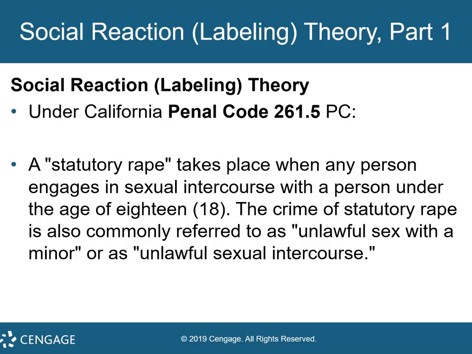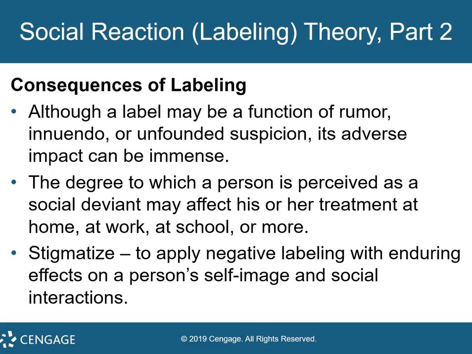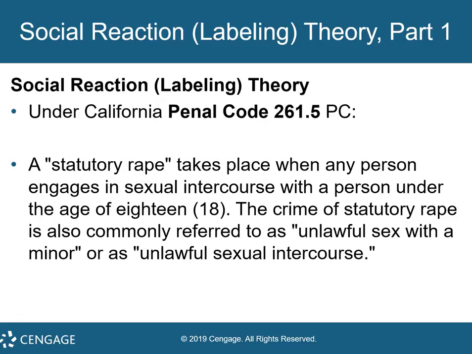A female can be older, the male can be older, it doesn't really matter, but someone has to be under 18. The crime of statutory rape is also commonly referred to as unlawful sex with a minor or unlawful sexual intercourse. The problem with that is how we label it. A lot of people know that there's sex going on, let's say between minors or someone that might be 18 and someone 17. But if somebody's called out on it or they're arrested for it, and if they're prosecuted, then they're going to be labeled possibly as a rapist.